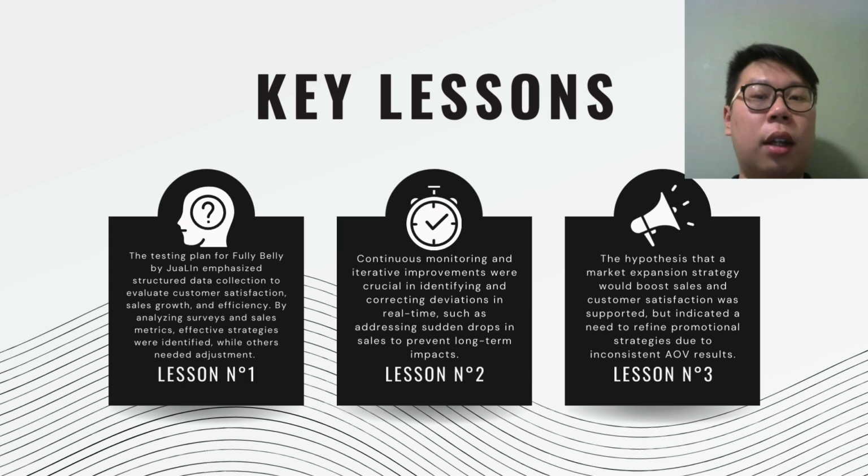Lesson number two here, the continuous monitoring and iterative improvements were crucial in identifying and correcting deviations in real time, such as addressing sudden drops in sales to prevent long-term impacts. This also emphasized the need for an agile business model responsive to market changes. Long-term monitoring provided a broader understanding of strategy effectiveness, avoiding reliance on misleading short-term data. This approach validated the hypothesis that operational improvements would drive increased sales, customer satisfaction, and efficiency over time.